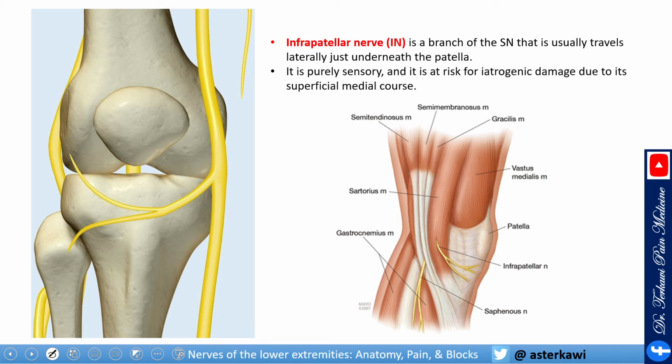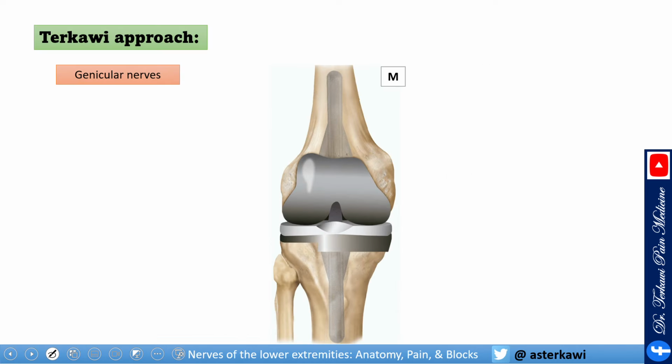Now, another important nerve is the infrapatellar nerve, which is nothing but a branch of the saphenous nerve. And it's lateral, underneath the patella. It's purely sensory, but it's very important because it's a commonly injured nerve during surgery because of retractors, etc. So notice the course of this nerve, and notice how it pierces through the sartorius muscle. And I will go over the blocking of this nerve when I talk about the saphenous nerve lecture.